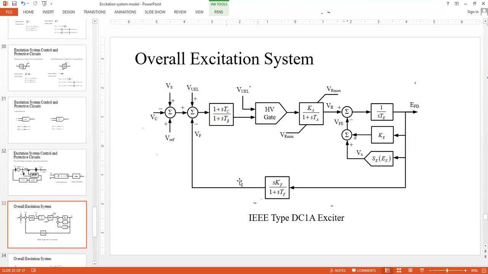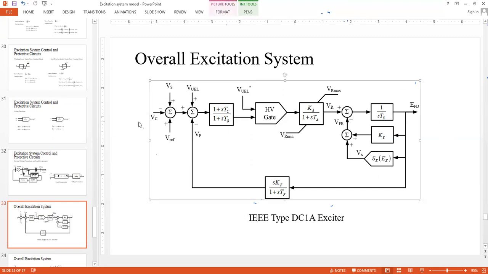So let's start. This is the overall excitation system. That means now we have the voltage regulator, we have the exciter, we have the stabilizer feedback, and we have the high voltage gate and lead lag time constant blocks. All the things are now combined together.